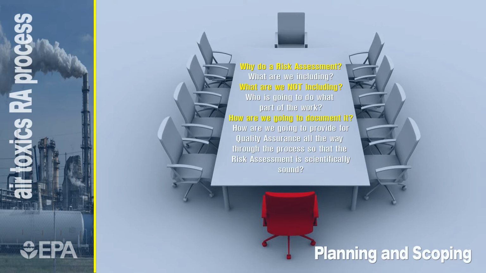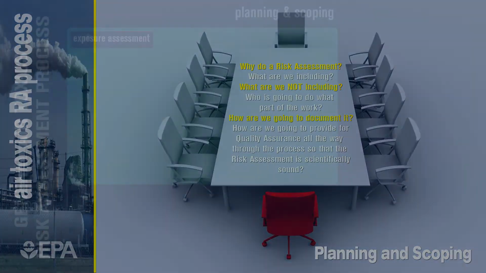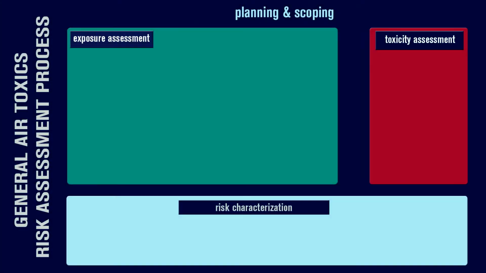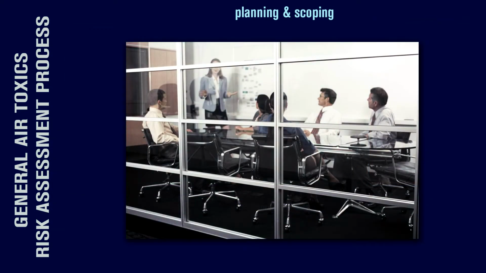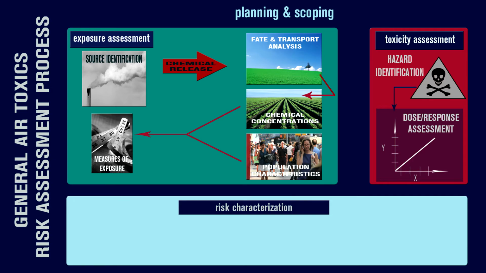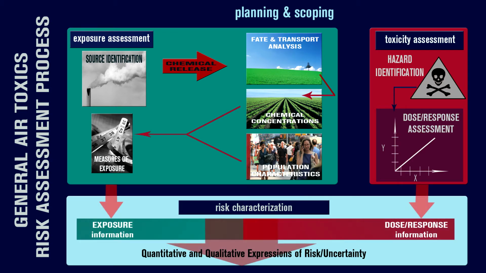There are a few essential components in a risk assessment. We do an exposure assessment, we do a toxicity assessment, and then we combine information from both of those assessments into the risk characterization. So let's go into more detail about how to do the risk assessment. We start with planning and scoping, and it's important to revisit the planning and scoping document throughout the risk assessment to make sure that we're staying on course. We have our exposure assessment, we have our toxicity assessment, and then we've got the risk characterization.